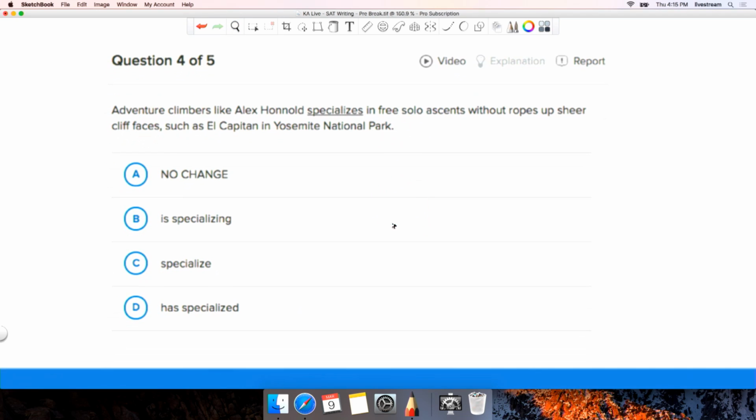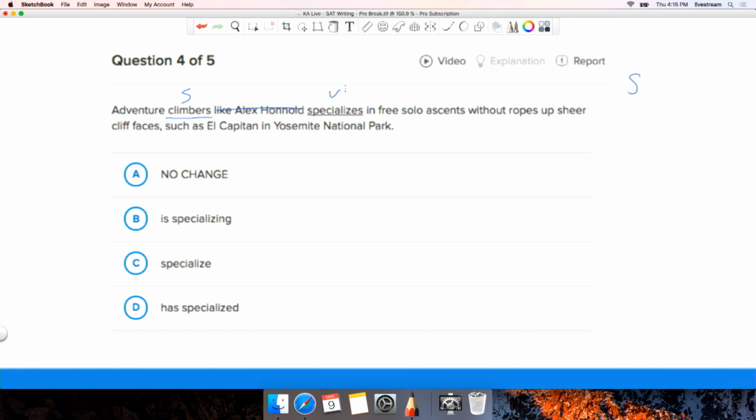So let's take a look. Adventure climbers like Alex Honnold specializes in free solo ascents without ropes up sheer cliff faces such as El Capitan in Yosemite National Park. So we've got adventure climbers. Again, I want to learn about the subject here. What is the subject? Is it climbers? Is it Alex Honnold? The subject is climbers. Now, like Alex Honnold, like is another one of those prepositions, so that's a prepositional phrase. So like Alex Honnold is not the subject.